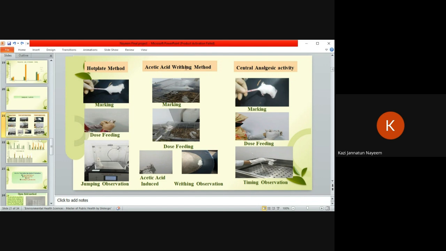Then the acetic acid writhing method. Firstly, we mark these mice. Then after we feed the mice, we induce acetic acid peripherally, and we observe how many times these mice can writhe, stretching their arms.